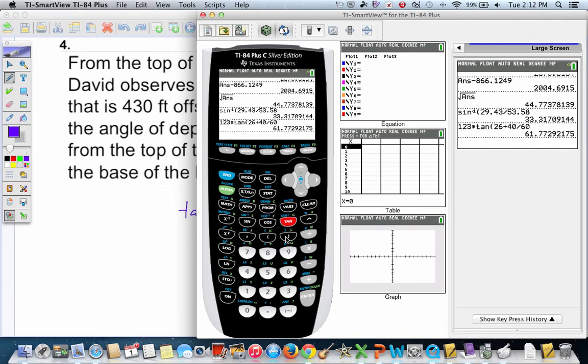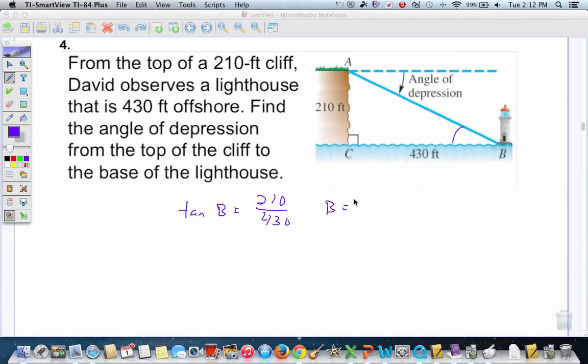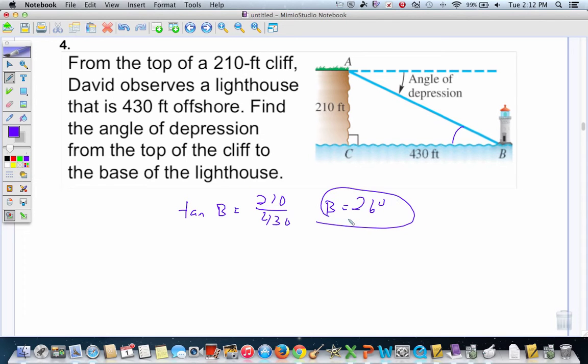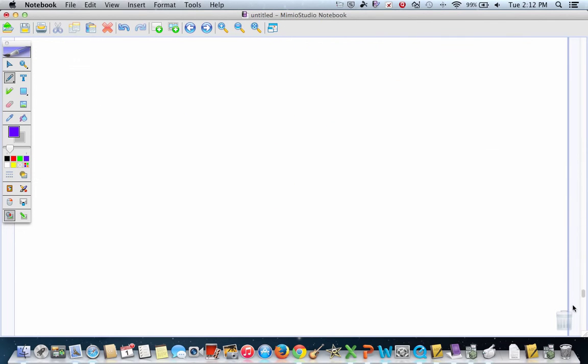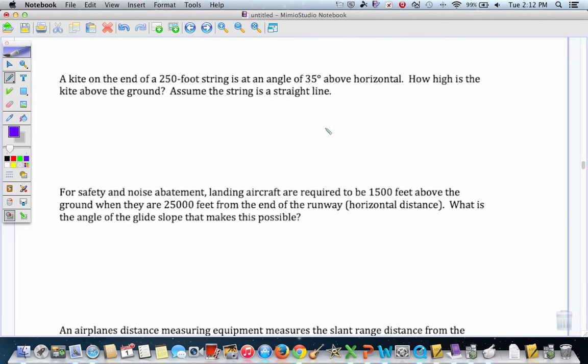We'll plug that in. We're realizing that's a ratio, so we use our inverses. Second tangent of 210 divided by 430, and that gives an angle of about 26 degrees. So angle B is about 26 degrees, which means our angle of depression is also about 26 degrees. Let's try the next one.